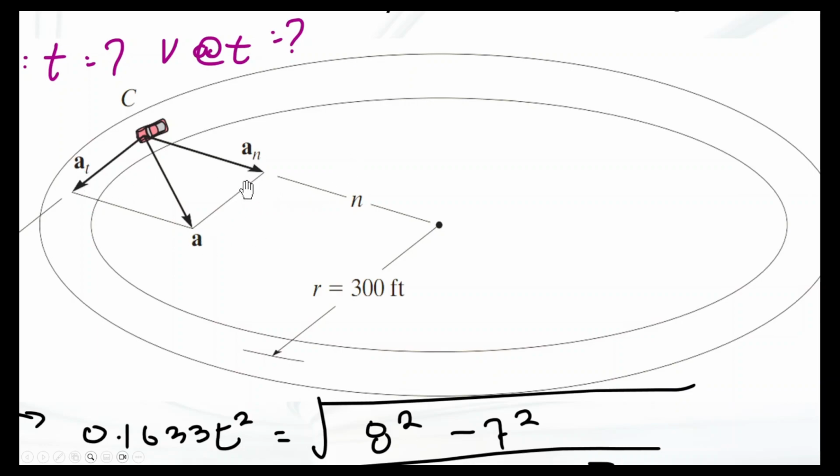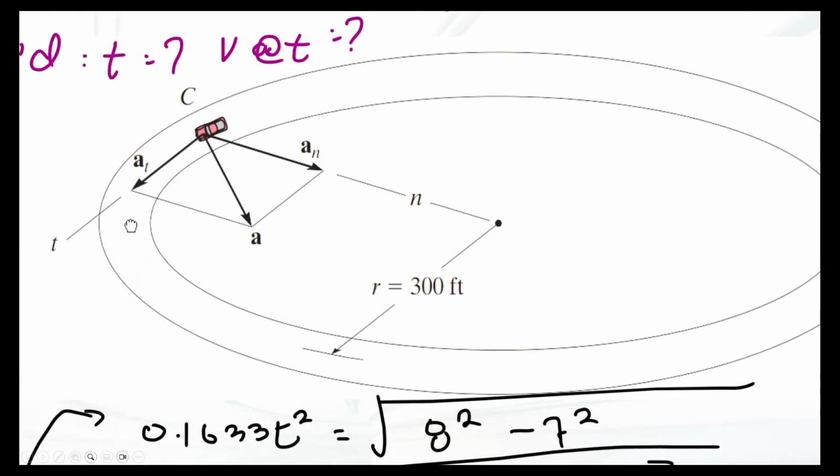And of course, what's nice here is we have its radius of curvature. We have the axis T here, and the axis N. And of course, we have a radius here of 300 feet. So that will be our radius of curvature. So let's go back to the problem.